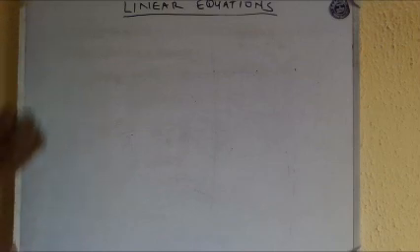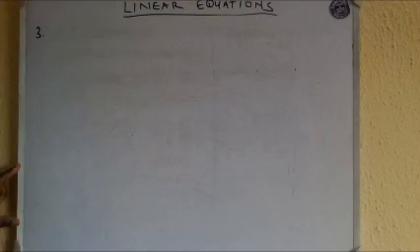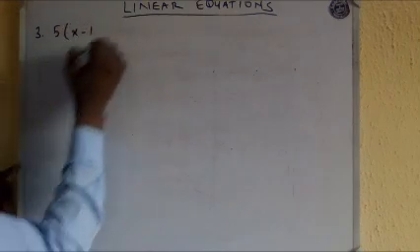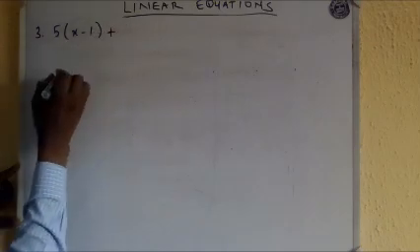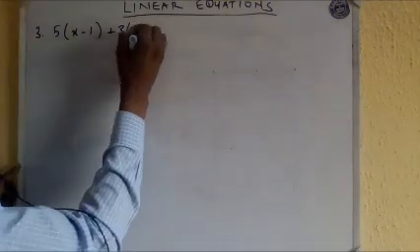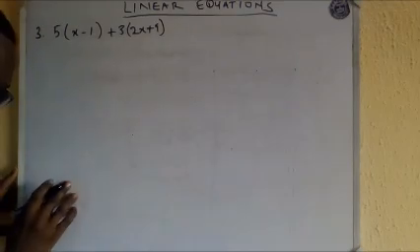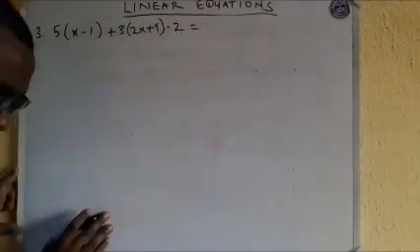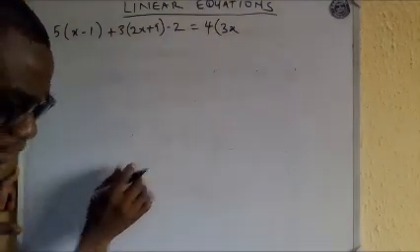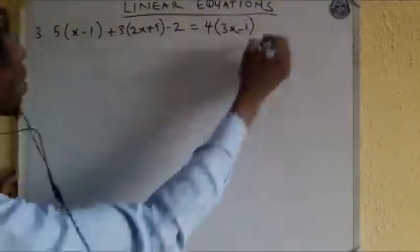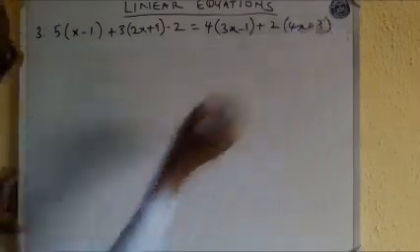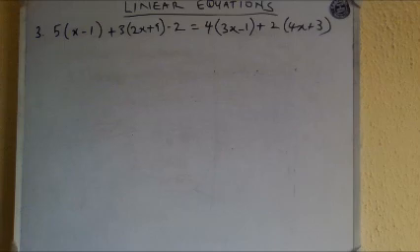So we have the third example. I have 5 open bracket x minus 1 close bracket, plus 3 open bracket 2x plus 9 close bracket, minus 2 is equal to 4 open bracket 3x minus 1 close bracket, plus 2 open bracket 4x plus 3 close bracket. So this is another lengthy kind of equation.